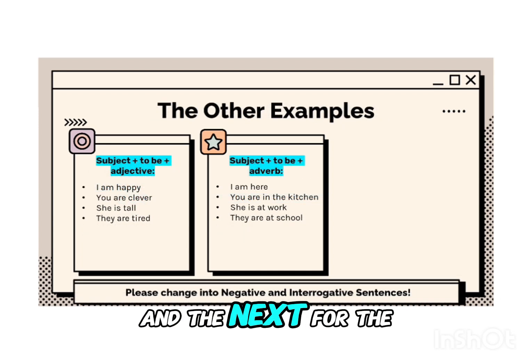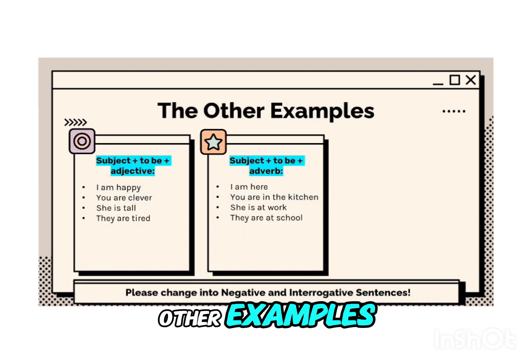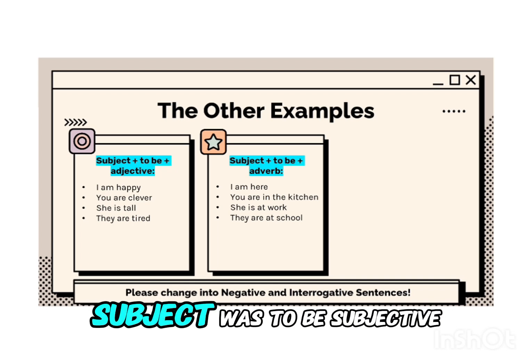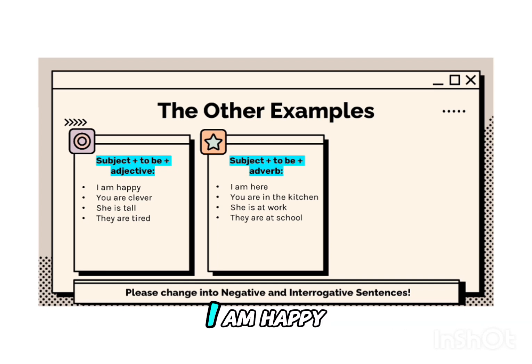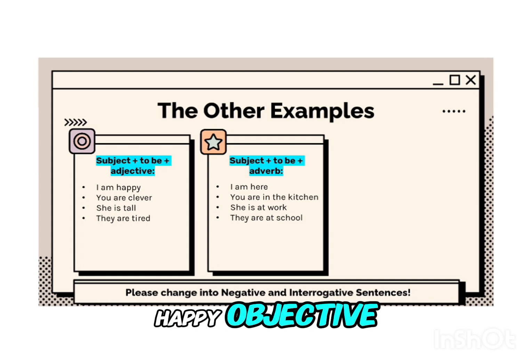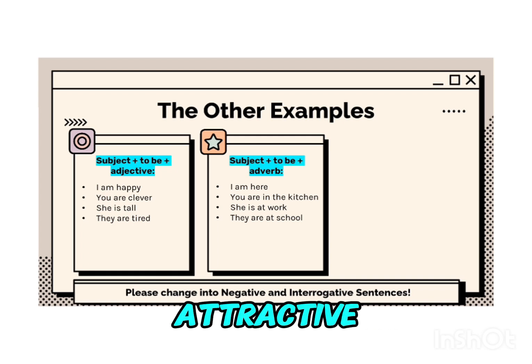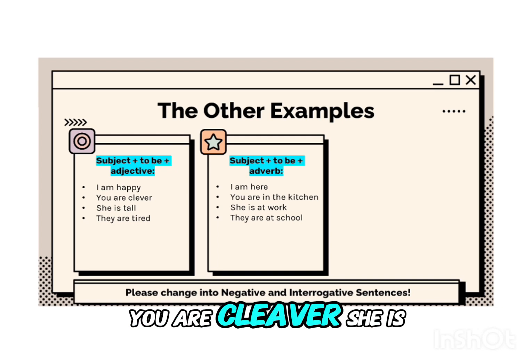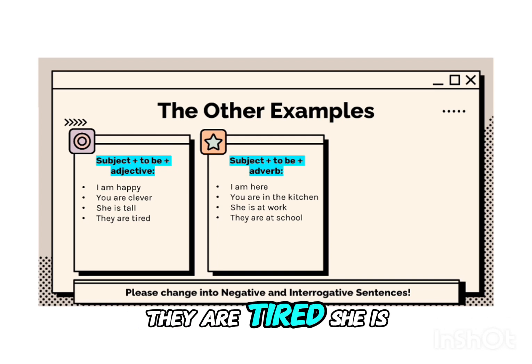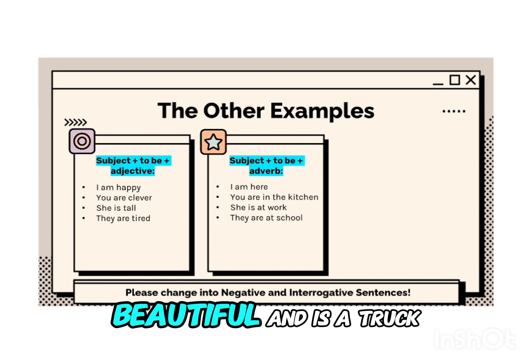And the next, for the other examples, subject plus to be plus adjective. I am happy. I, subject, am, to be, happy, adjective. This part includes the adjective. You are clever, she is tall, they are tired, she is beautiful, and so on.